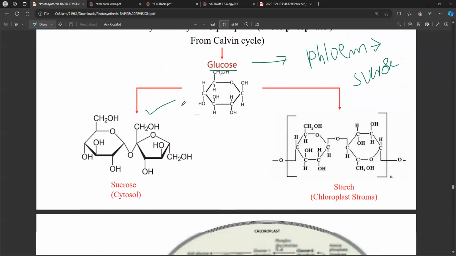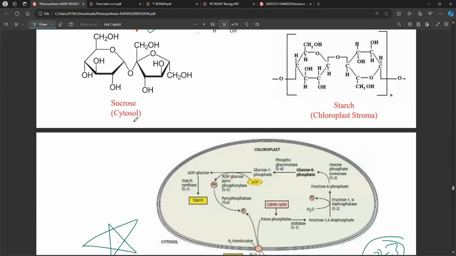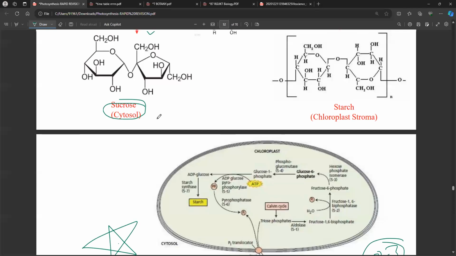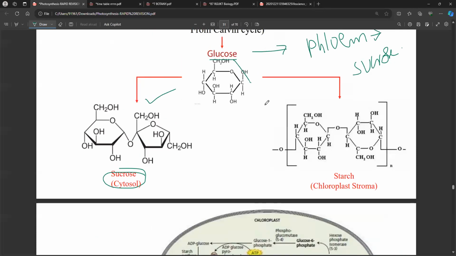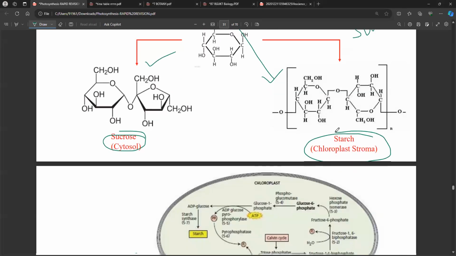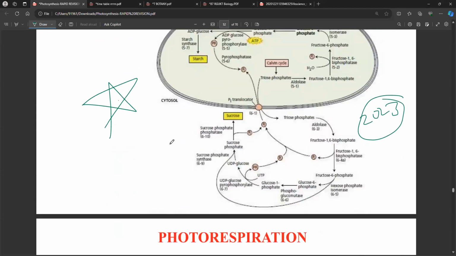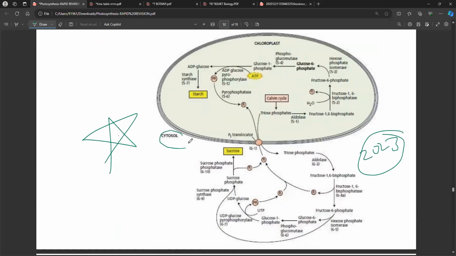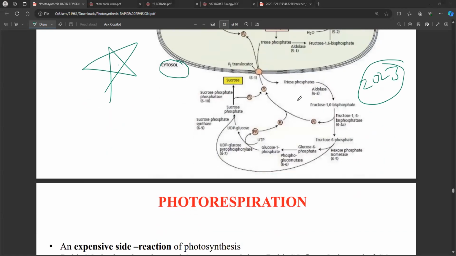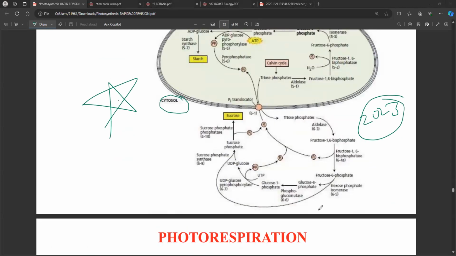So glucose can be converted into sucrose, where, friends? In the cytosol. That is also a very important location. And glucose is converted into starch in the chloroplast stroma. That is very important, friends. You can see the locations: cytosol as well as the stroma. Two different locations are involved in synthesizing them. And these reactions are absolutely easy reactions. There is no point in feeling difficulty.